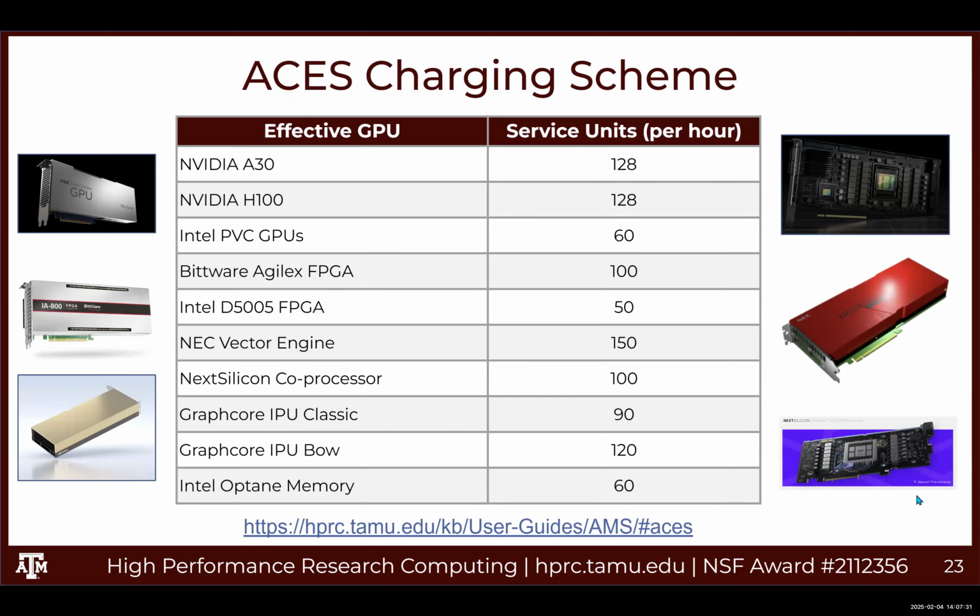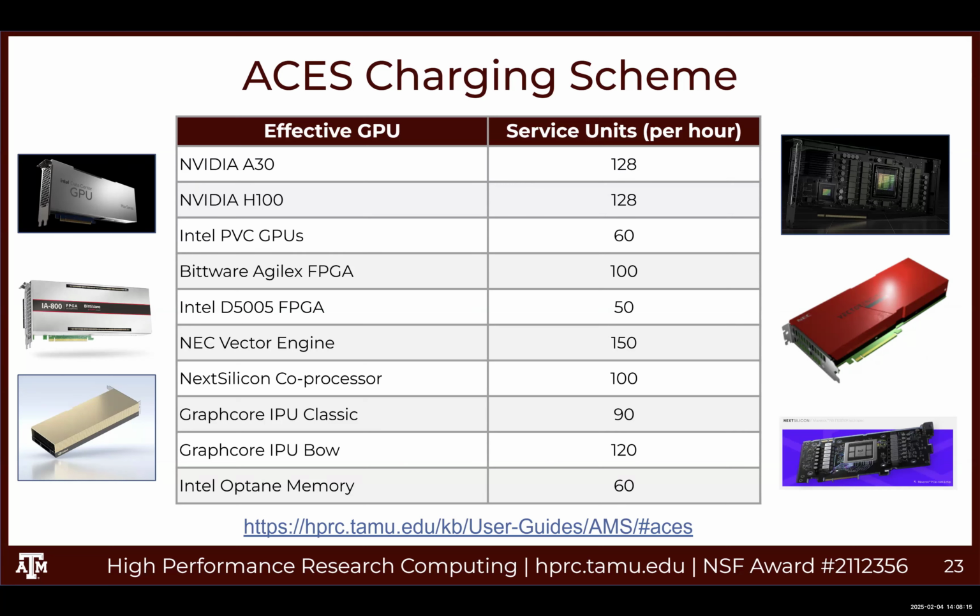Now, I mentioned the service units, and I said it was per hour. It's per hour of compute time, but there's a lot of difference actually in what that compute time is. And so here is the ACES charging scheme so you'll know. For NVIDIA A30s, it's going to be 128 service units per hour. That's a compute hour. Same on the NVIDIA H100s. Intel PVC GPUs are 60.